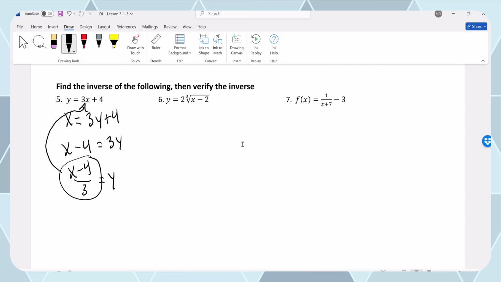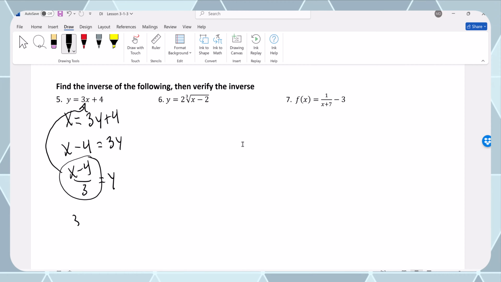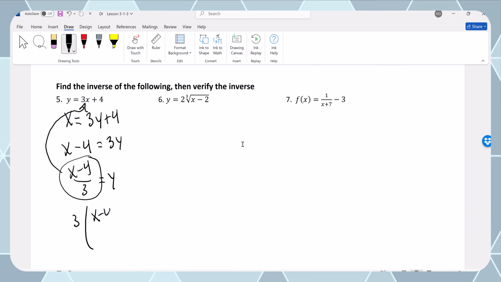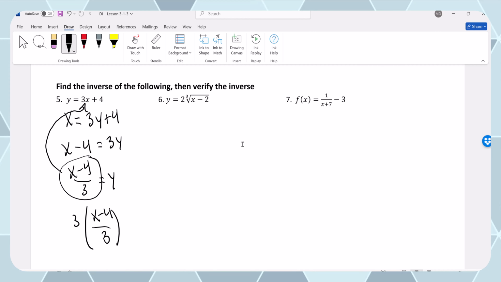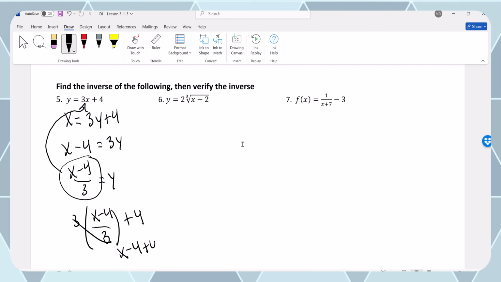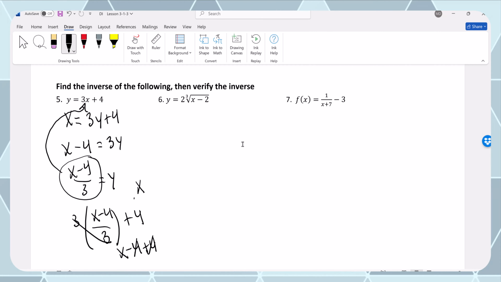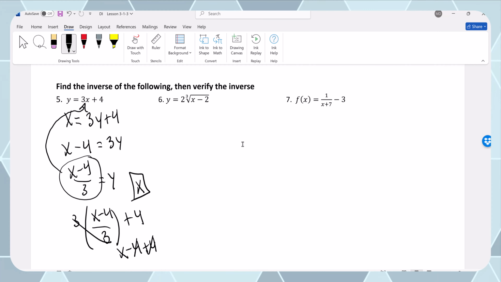Does it simplify down to x? So 3 times x minus 4 over 3 plus 4. The 3's cancel out, 4's cancel out, and because you're left with x, verify that they are inverses of each other.